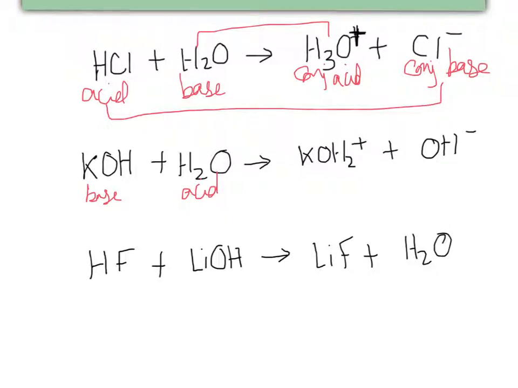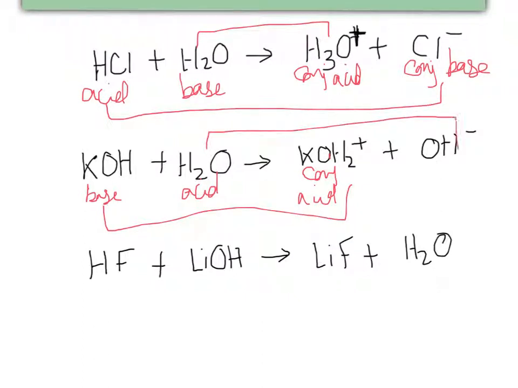So let's look at the base first. KOH is the base. It accepts a proton. So if it accepted a proton, it becomes KOH2 plus. And so these two go together. So if KOH is my base, then this is my conjugate acid. H2O was my acid, and acid is a proton donor, gives away a proton. So if this gave away an H plus, you'd be left with OH minus. So these two go together. If H2O is the acid, then this would be my conjugate base.